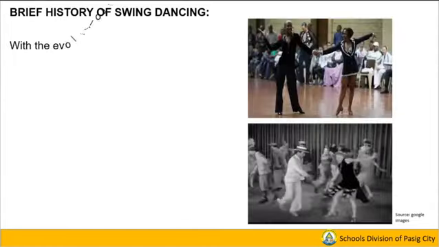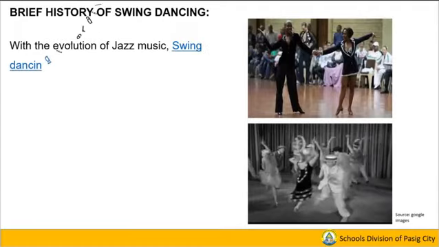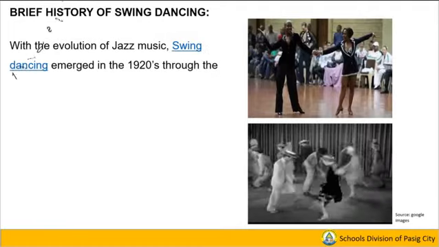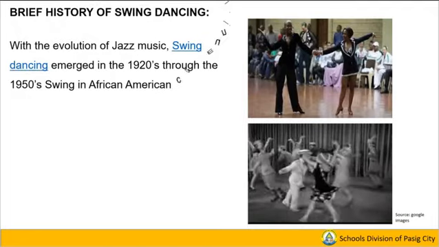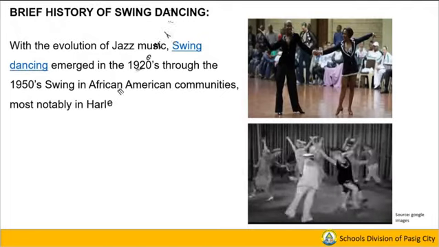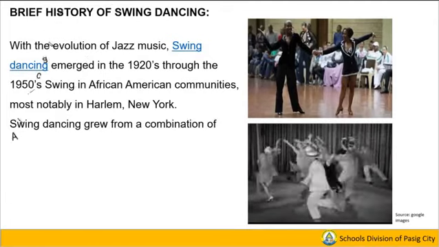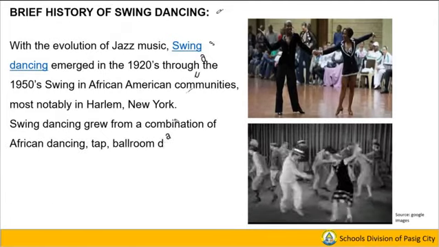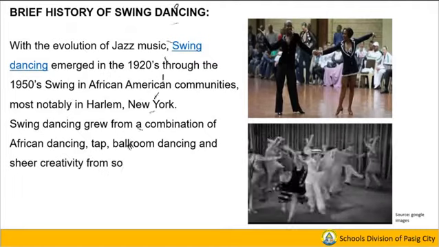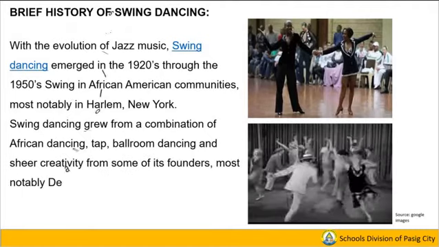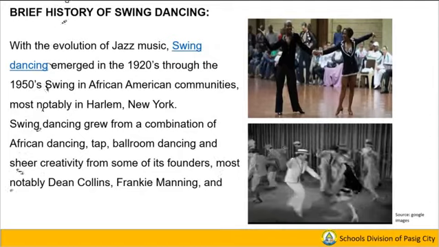With the evolution of jazz music, swing dancing emerged in the 1920s through the 1950s. Swing began in African American communities, most notably in Harlem, New York. Swing dancing grew from a combination of African dancing, tap, ballroom dancing and sheer creativity from some of its founders, most notably Dean Collins, Frankie Manning, and Shorty George Snowden.